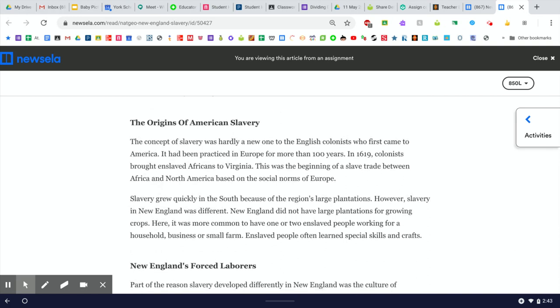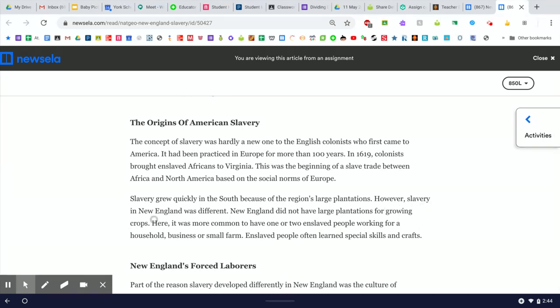The origins of American slavery. Origins are the beginnings. The concept of slavery was hardly a new one to the English colonists who first came to America. It had been practiced in Europe for more than 100 years. In 1619, colonists brought enslaved Africans to Virginia. This was the beginning of a slave trade between Africa and North America based on the social norms of Europe. That's like what was accepted in Europe. Slavery grew quickly in the South because of the region's large plantations, large farms that were designed to make money.